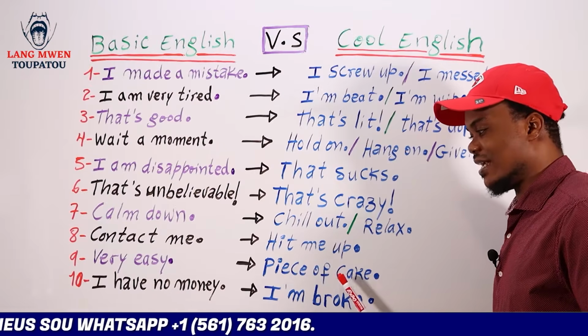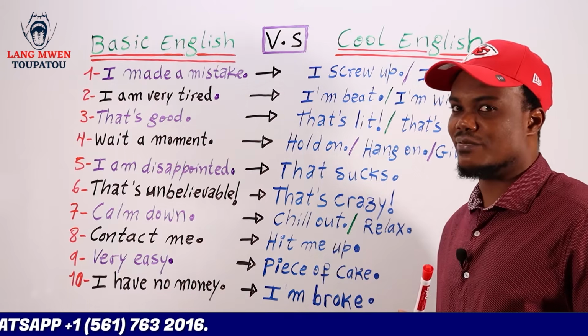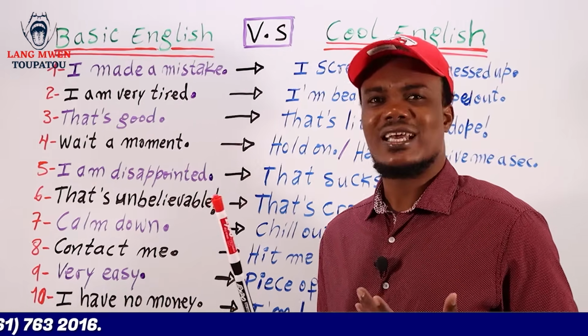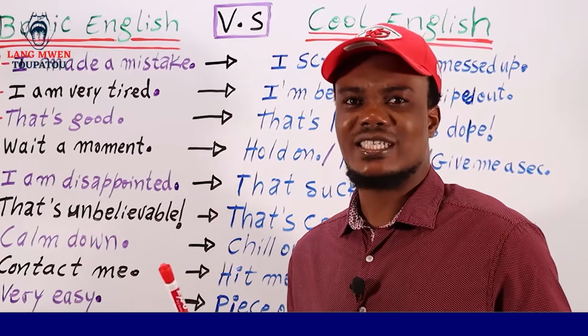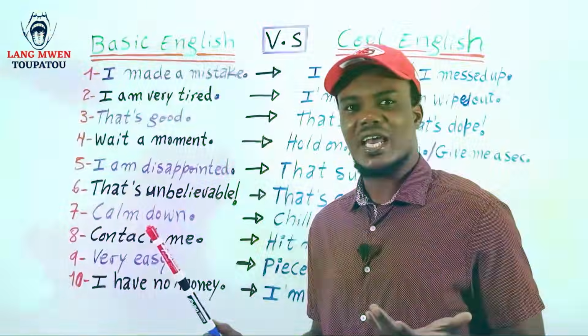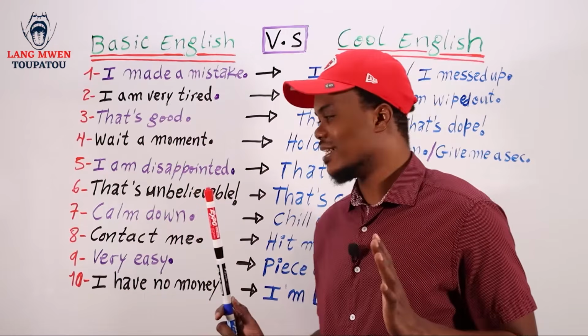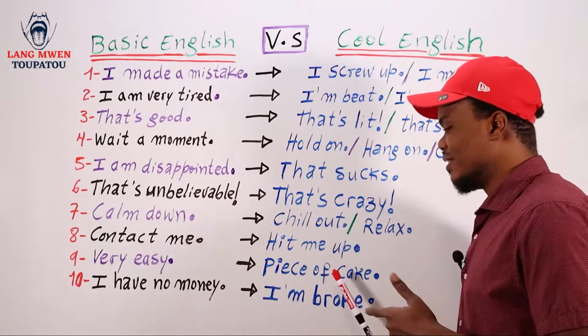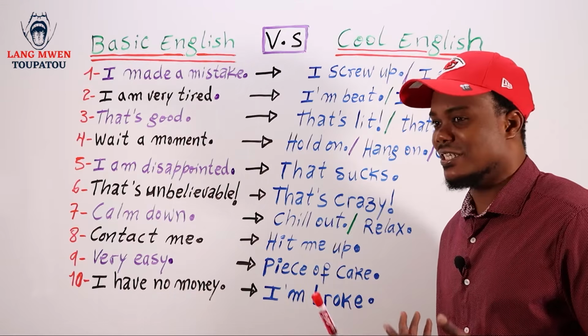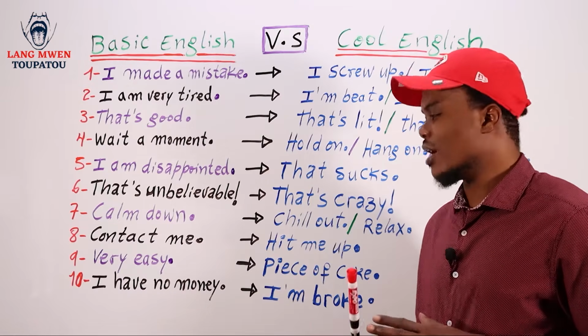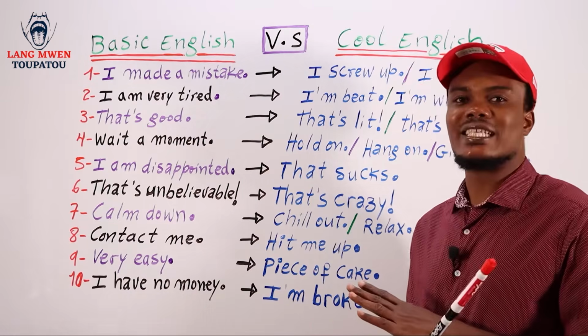Good. Piece of cake. You can also put it in the negative form to say being rich is not a piece of cake. Être riche, c'est pas une chose facile. Okay? Being rich is not a piece of cake. Very easy, piece of cake. When something is very easy, you can use piece of cake for that.